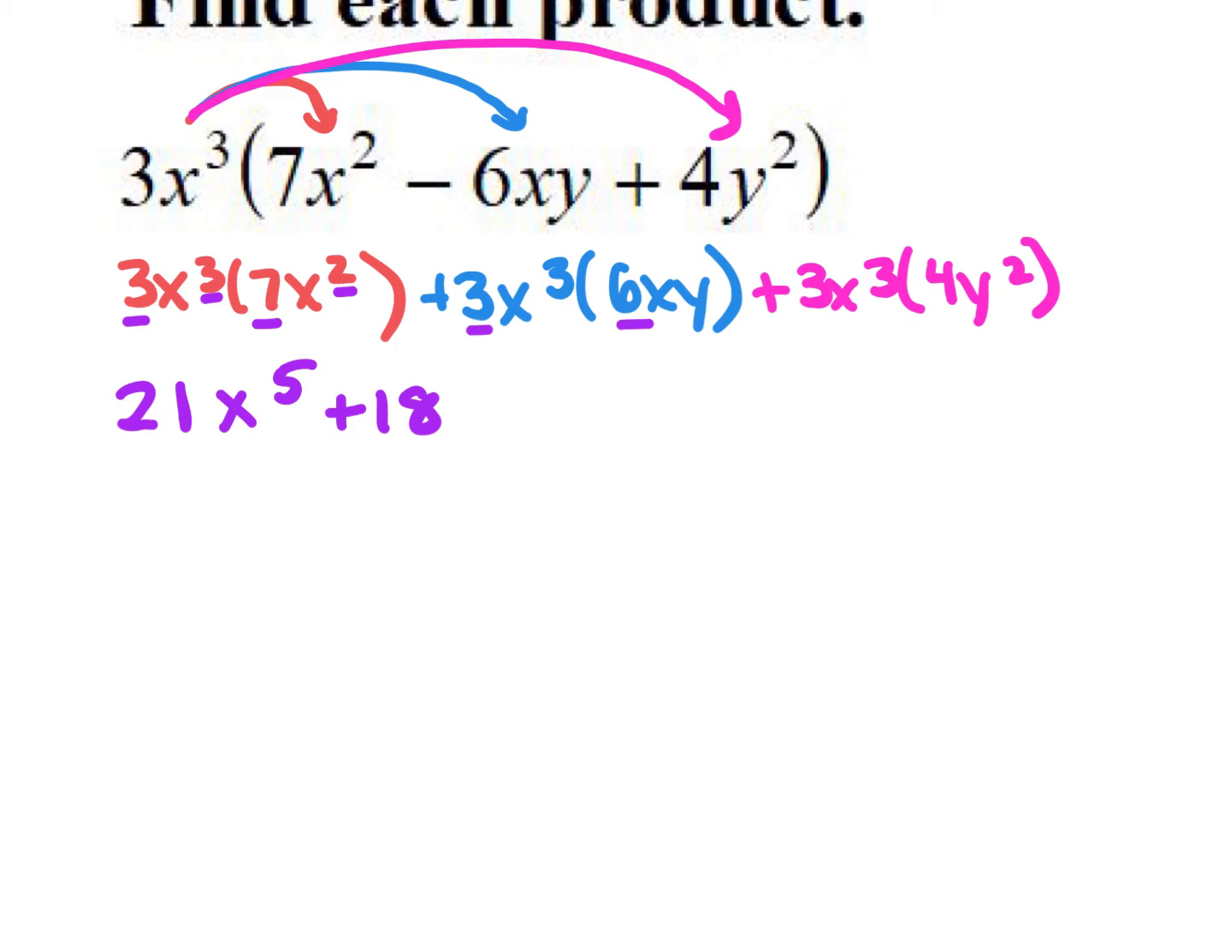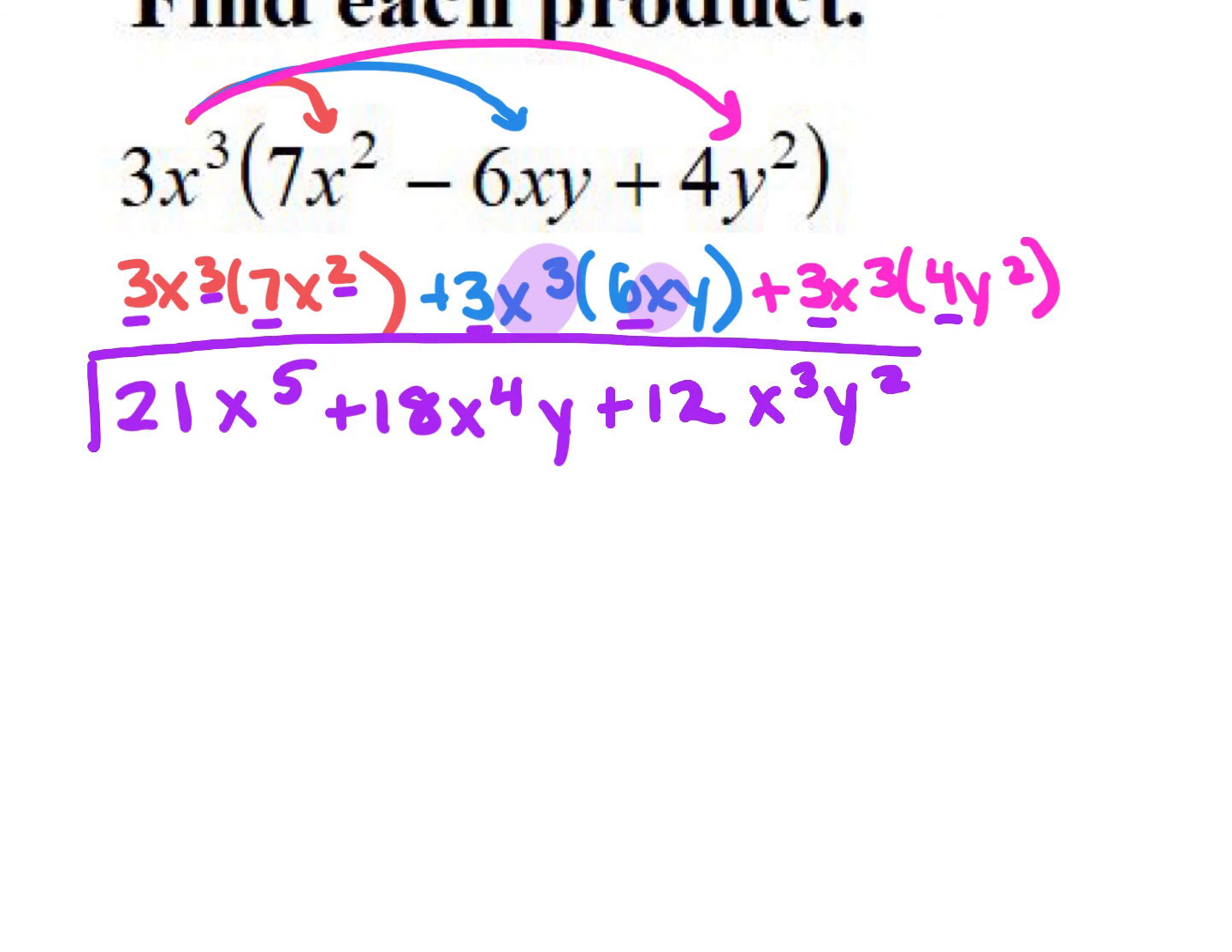Both of these have an x, so the x to the third and the x can become x to the fourth, and there's just a y, so it's x to the fourth y. And then lastly, I can multiply the 3 by 4 to become plus 12. And the x and the y's are different, so it's going to become x to the third, y squared as our final answer.